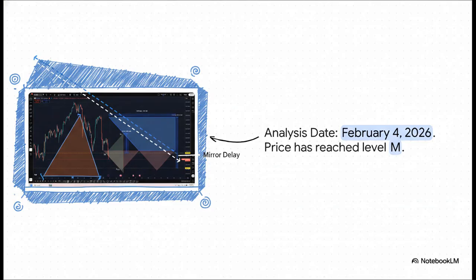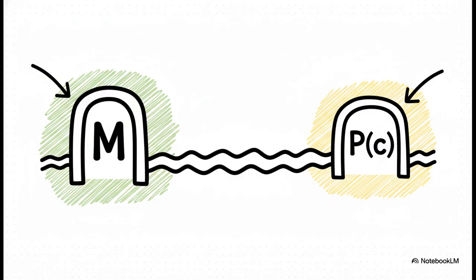Okay, so here's the chart as of February 4th, 2026. You can see there are several geometric shapes applied here. We've got some triangles, a trapezoid, and a line labeled as the mirror delay. And the price, as you can see, has just reached that level marked M. So the model specifies two entry levels for this first phase. The primary entry, which it calls M, is at 25,062.2. Then there's a secondary optional entry, PC, at 24,728.